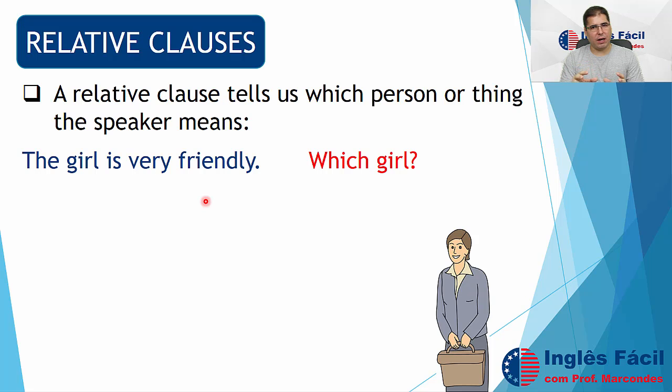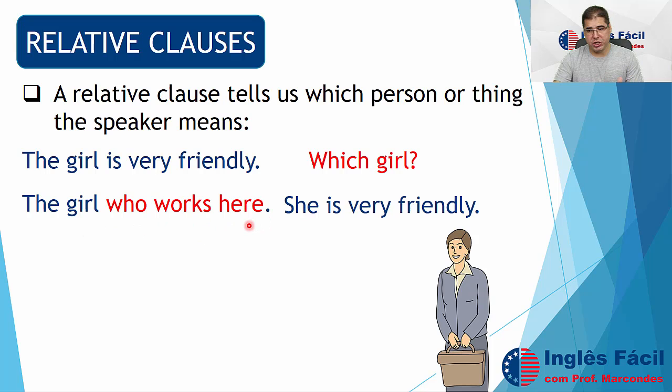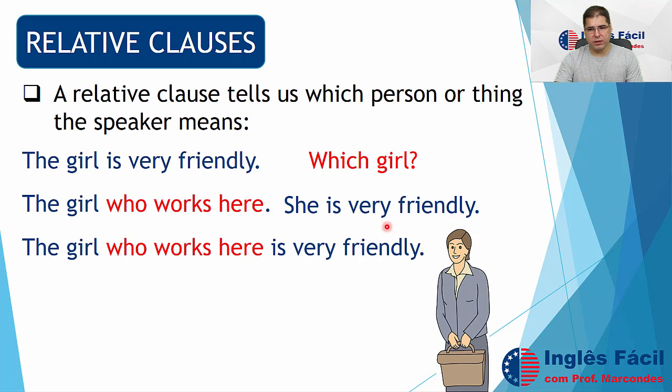In this case here, the relative clause is going to specify the person that the speaker wants to talk about. For example, we can say the girl who works here, okay? Now, the girl who works here, she is very friendly, okay? And now we can just add these sentences together and make one complete sentence. For example, the girl who works here is very friendly.